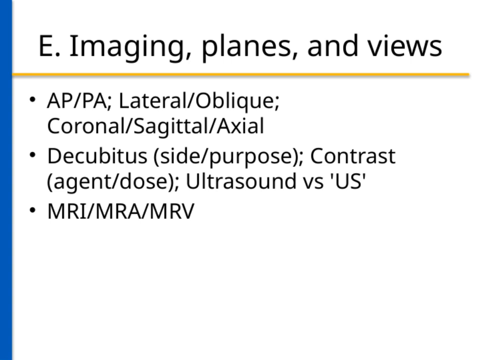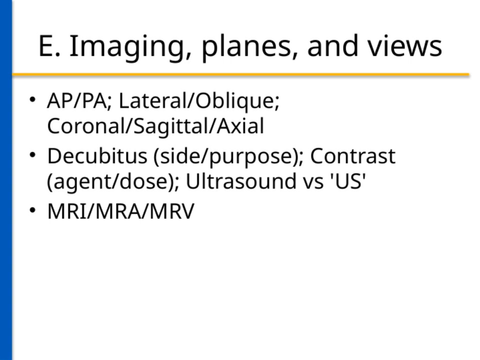Decubitus positions, like side or purpose-specific positions, are also important because they can influence how fluid or air moves in the body during imaging. Contrast agents, which are sometimes used, help highlight specific structures, and knowing the right dose is crucial for safety and effectiveness. When comparing ultrasound, often abbreviated as US, to other imaging modalities, ultrasound is real-time and portable, while MRI offers detailed soft tissue contrast without radiation.